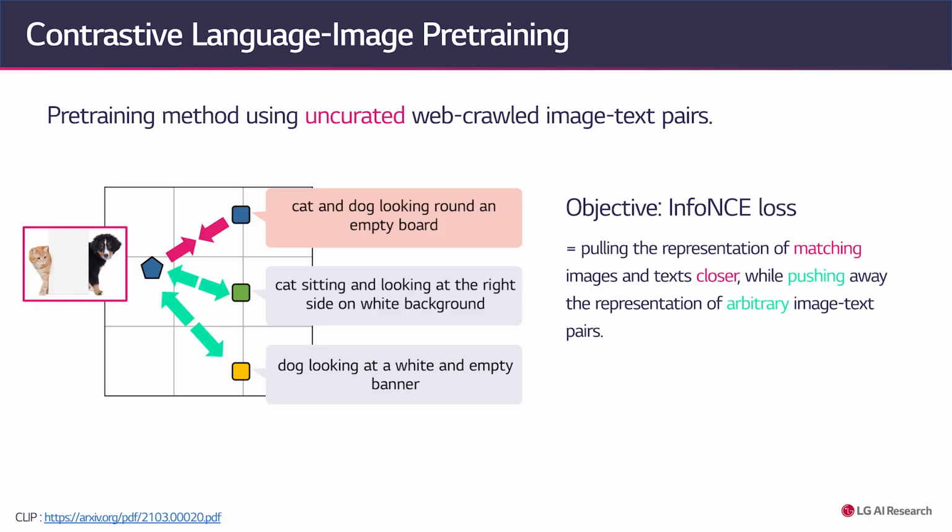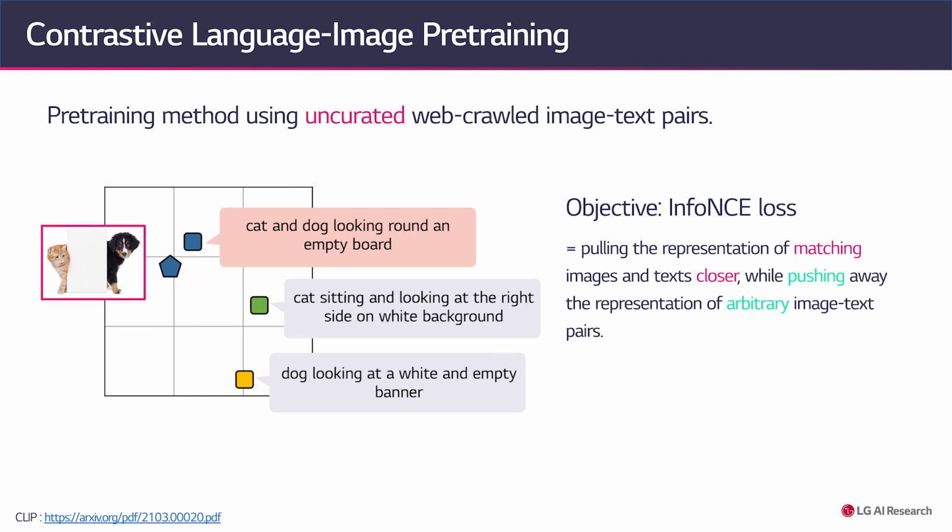Thus, this is a procedure where we pull the representation of the image and its text description together while pushing away the representation of all other text descriptions within the given batch. As a result, the image encoder learns from the representation of the raw text description without needing any data curation.